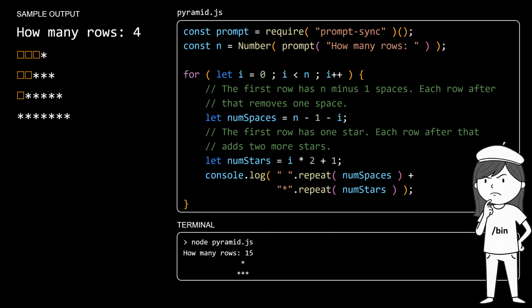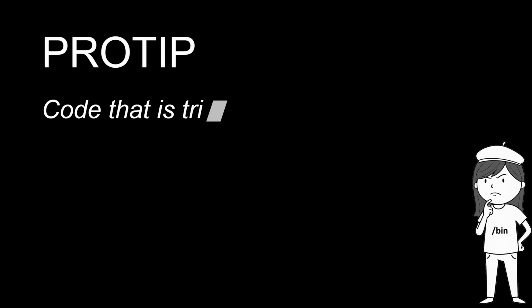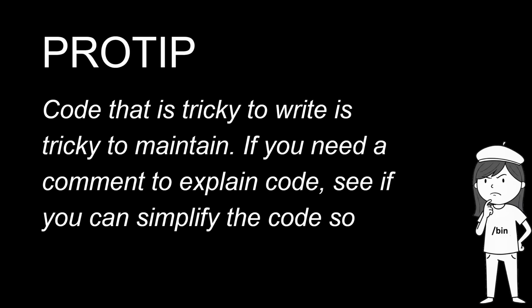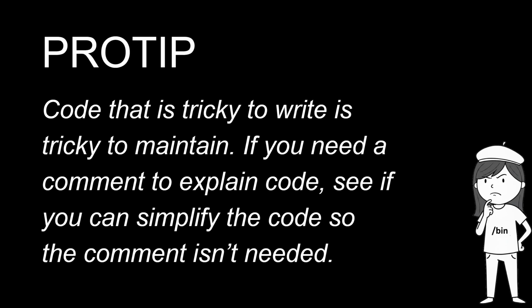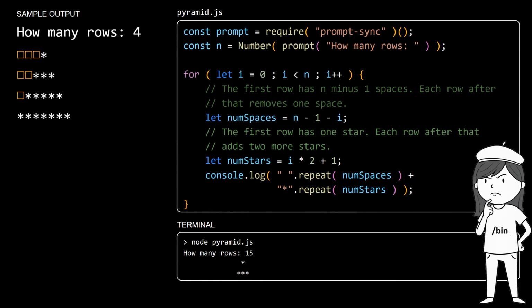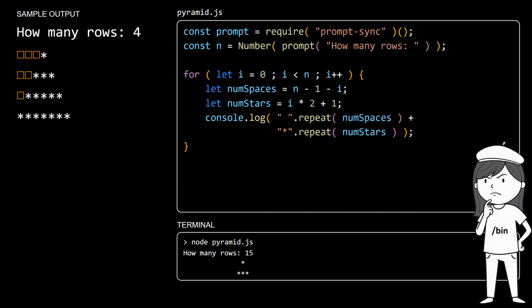In fact, let's capture this as a pro tip. Code that's tricky to write is tricky to maintain, and if you need a comment to explain code, see if you can simplify the code so the comment isn't needed. Let's step back and consider whether we can solve this without these somewhat complicated expressions. Let's stare at the code again.